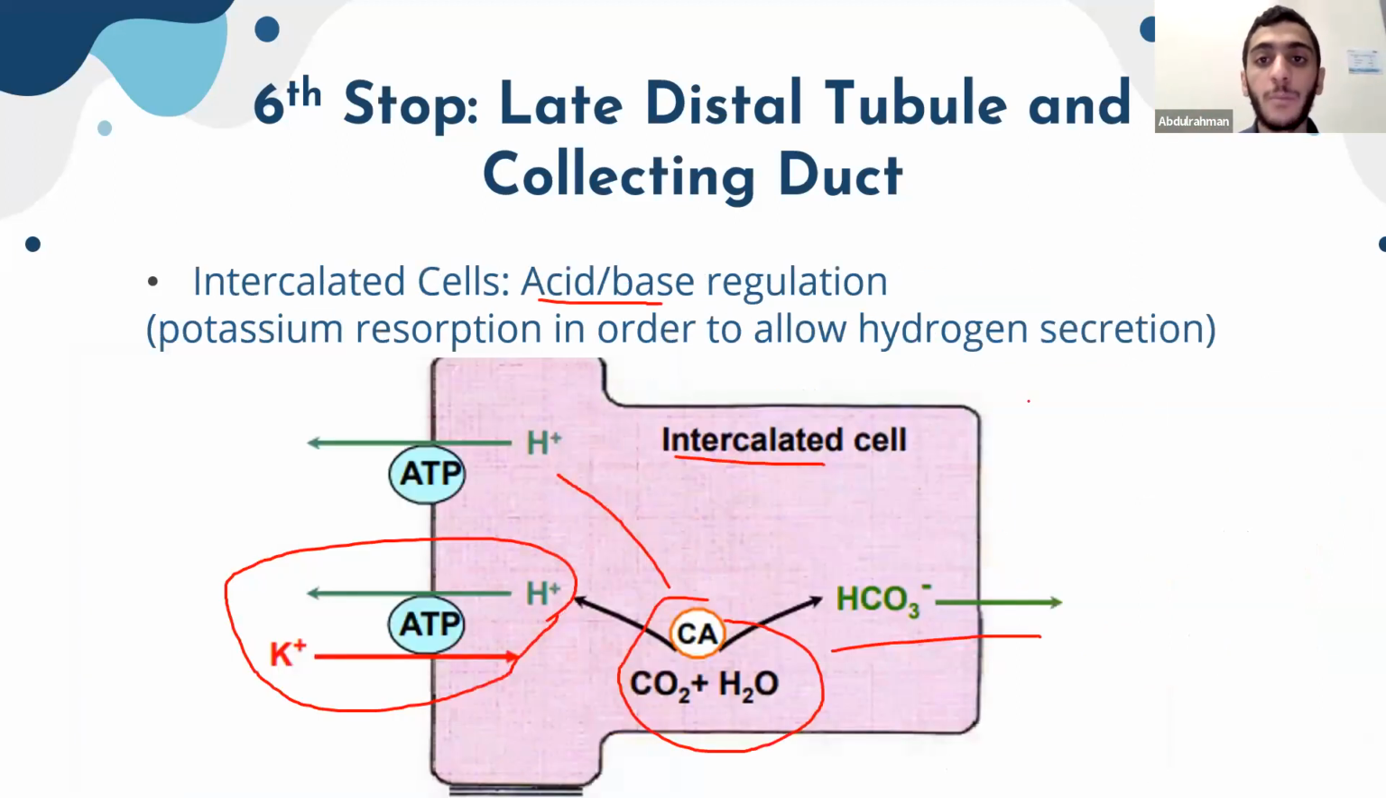Right. The other part is the intercalated cells, which are responsible for acid and base regulation, similar to everything else that we mentioned before about acids and bases. Carbonic anhydrase, bicarbonate leaves through its channel, H+ leaves through its channel, and then we get rid of even more H+ through a H+ potassium ATPase exchanger.